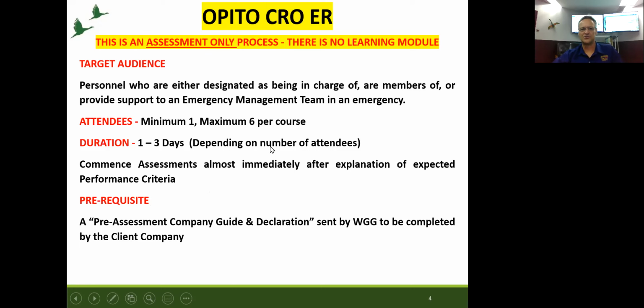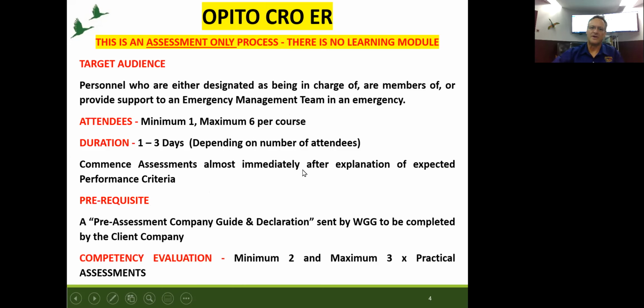What a lot of clients use is the APIDO MEMIR as a preparation for the CRO. So just like it is used for a preparation for the OEM, the MEMIR can be used as a preparation for the CRO as well. But it's important for them to remember that the CROER is an assessment-only process. In terms of competency evaluation, again, scenarios, a minimum of 2, maximum of 3 practical assessment scenarios.